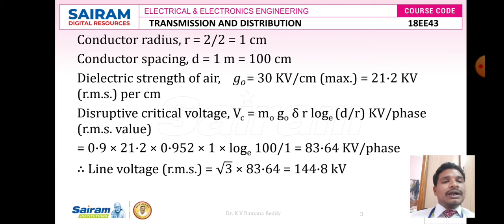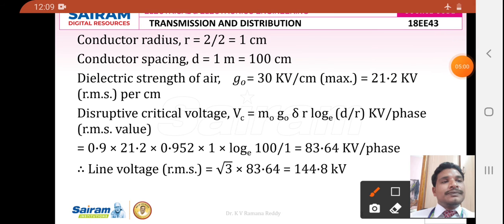Now I want to calculate the line voltage. We have calculated the phase voltage, and I am converting it into line voltage by multiplying by root 3, because it is a three-phase system. So the line voltage, that is the RMS value, is equal to root 3 into 83.64. It becomes 144.8 kilovolts, which is the answer to find the line voltage. And according to the given problem, the disruptive critical voltage we got is 83.64 kilovolts per phase.